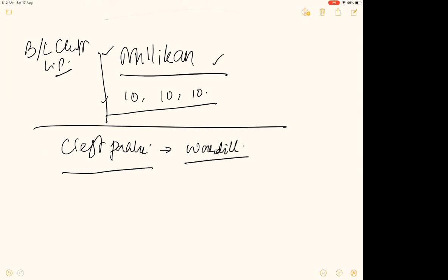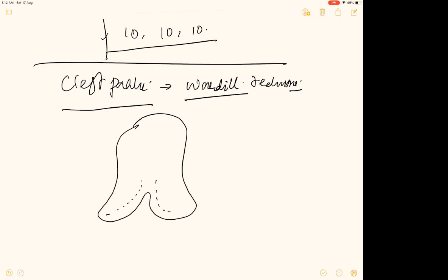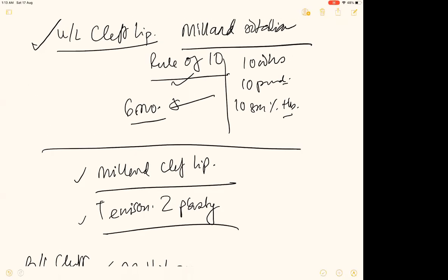There is something called the Wardell's technique. In this Wardell's technique, if this is the palate, you need to make an incision on the two sides, and then you stitch these together so that it makes up the complete line. So this operation is called a Wardell's operation. There are many other techniques that you are required to know, but this is the maximum you are required to know.